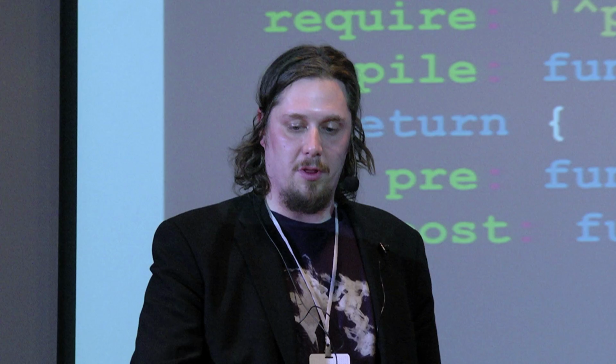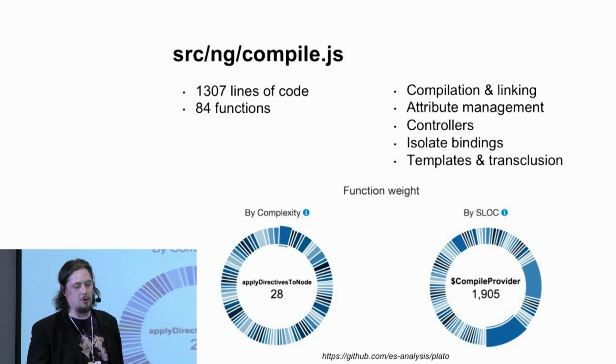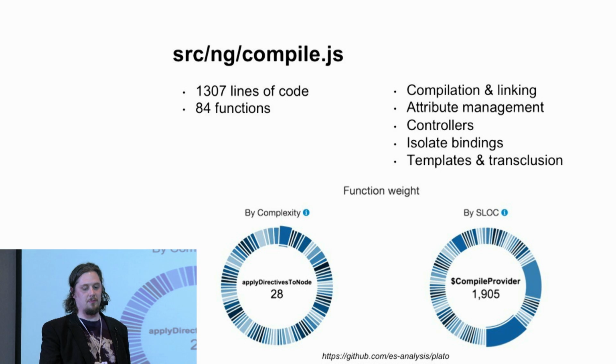But there's another problem with that in Angular, which is that the source code is also kind of complex. So the compiler is in this one file in the Angular code base, which has over 1,300 lines of pretty dense JavaScript code in almost 100, sometimes deeply nested functions. And it's not just the compiler that's in there. There's a lot of features in that file, including attributes, controller stuff, a lot of it is there, isolate bindings, templates, transclusion. Many features interleaved in the single file.